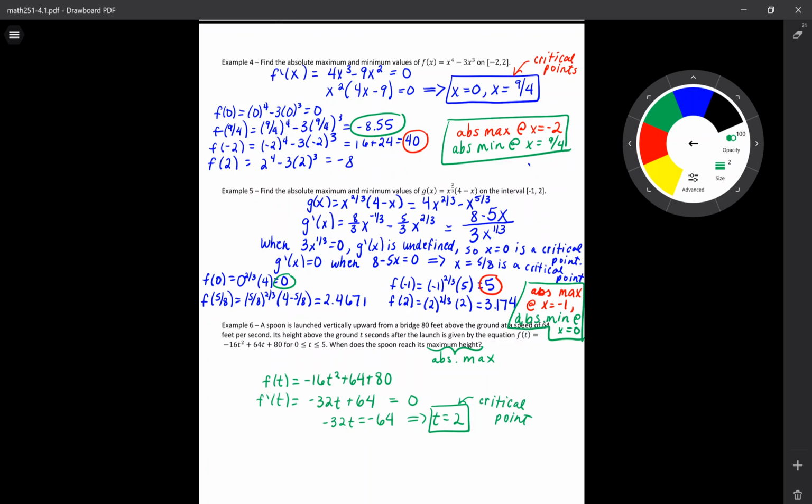So to find when it reaches the absolute maximum height, I need to test this critical point and the two endpoints. So f of 0, my first endpoint, since I'm only defined from 0 to 5, is equal to 80. F of 5 is equal to, if I plug in 5 here, I get 0. And if I plug in 2, I get 144. So obviously this is our max. So my maximum occurs at time equals 2 seconds.